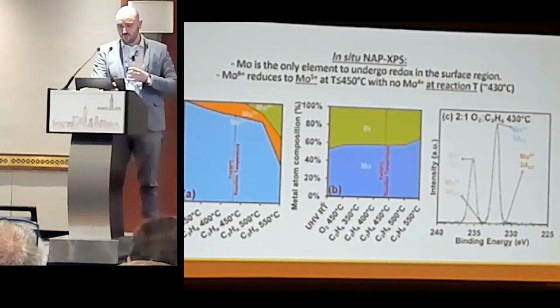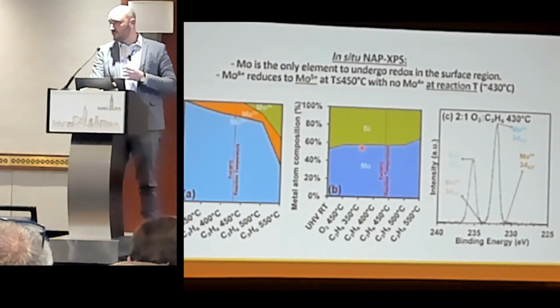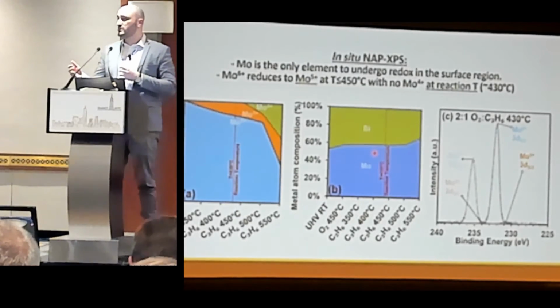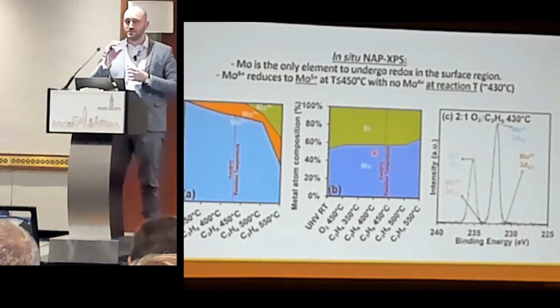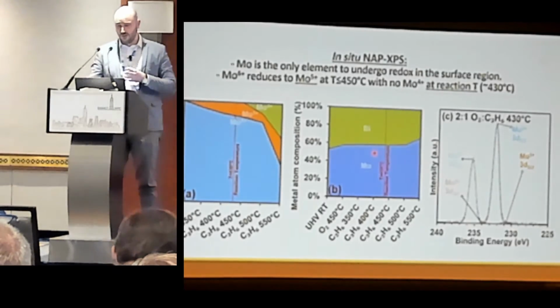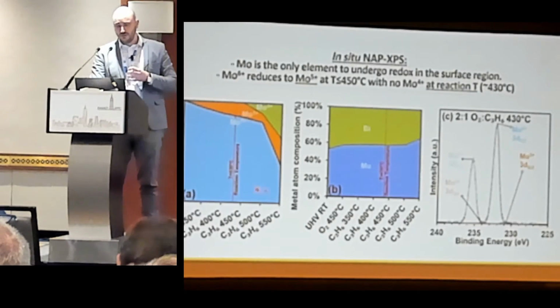We can also take a look at what happens to the Mo/Bi composition, and what we can see here is that once we move from ultra-high vacuum room temperature conditions to in situ conditions, the content of the molybdenum on the surface region increases. So this tells us that, yes, the molybdenum is reducing, but also that the composition of the surface region is dynamic and changes.